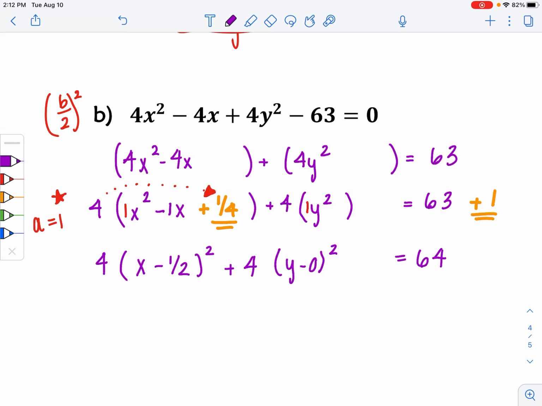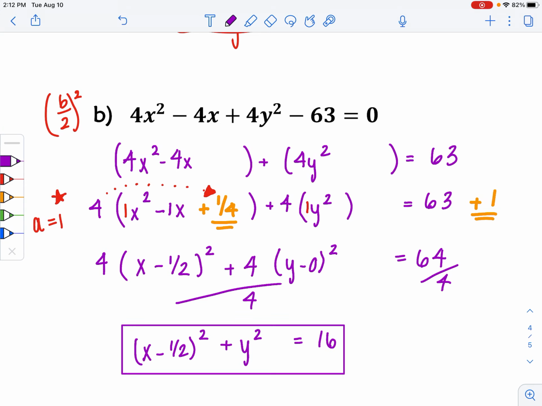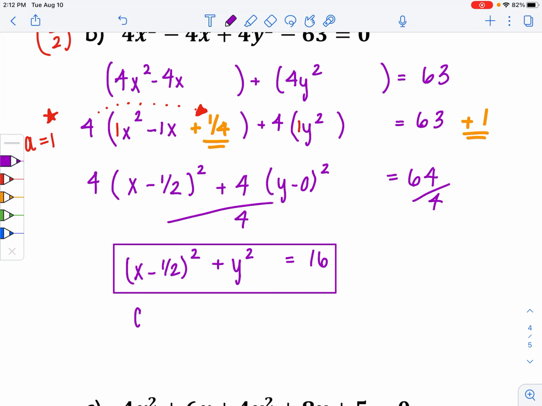And now we're super close to getting our equation of our circle. But there's these extra 4's now in front. Can't have them. Divide everything by 4. And now look, we have our equation of a circle. I'm just going to leave it like this. Voila. Center, 1/2, 0, because the y term is 0. And the radius is the square root of 16, so it's 4.